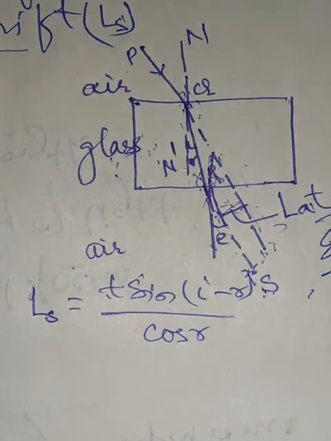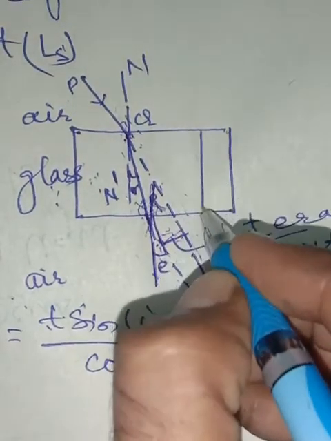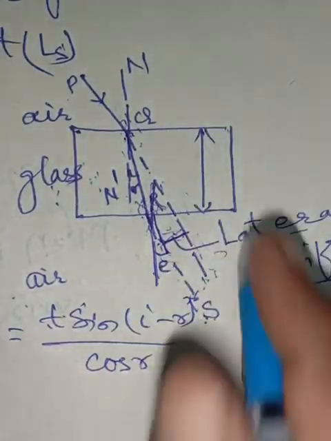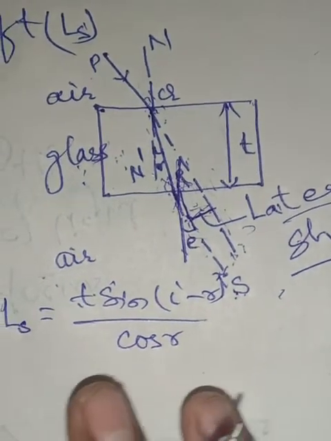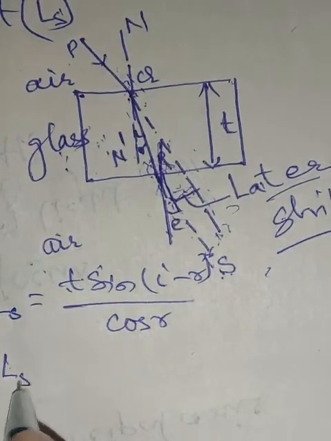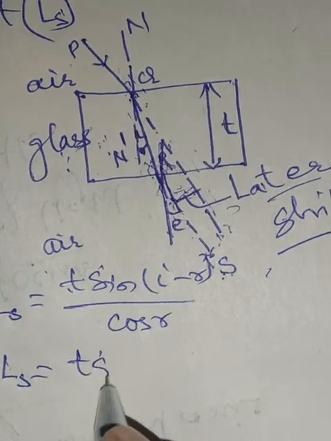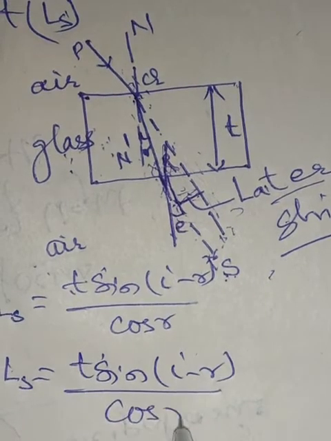Lateral shift formula is what? T into sine of I minus R divided by cos of R. So denominator में cos of R है. What does it indicate? Here T indicates the thickness of the glass slab. This thickness is called as the T. So from this relation, once again I will write LS is equal to T sine of I minus R divided by cos R.